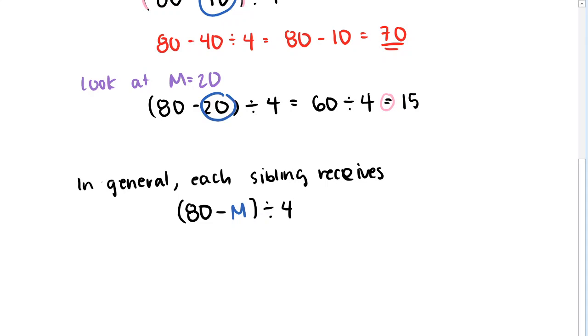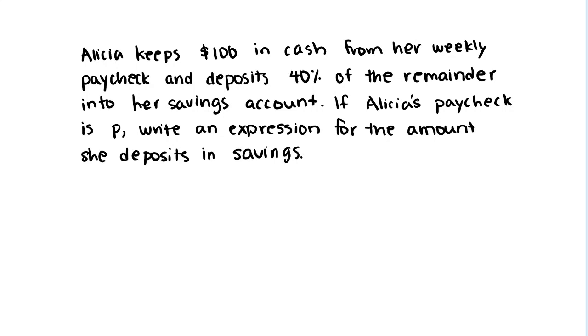So let's take a look at one more example here. It says that Alicia keeps $100 in cash from her weekly paycheck and deposits 40% of the remainder into her savings account. And so if Alicia's paycheck is represented with this variable P, we want to write an expression for the amount she deposits in her savings account.